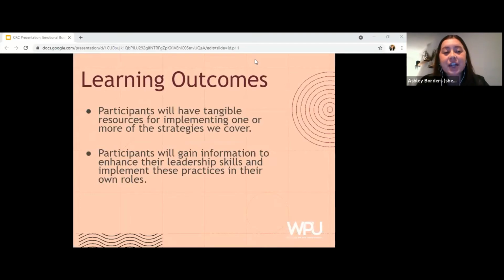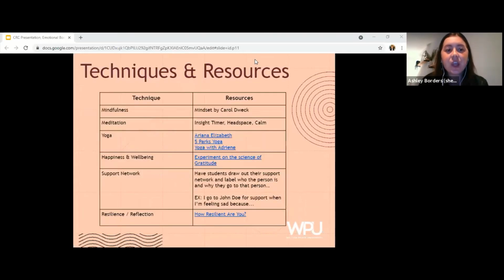Before we get into that, here are some learning outcomes that we touched on earlier. We hope that you walk away from this session with some tangible resources for implementing one or more of the strategies we covered, as well as gaining information to enhance your leadership skills and implement these practices into your own roles. We'll do that by sharing those techniques and also connecting with each other and talking through those different things as well.